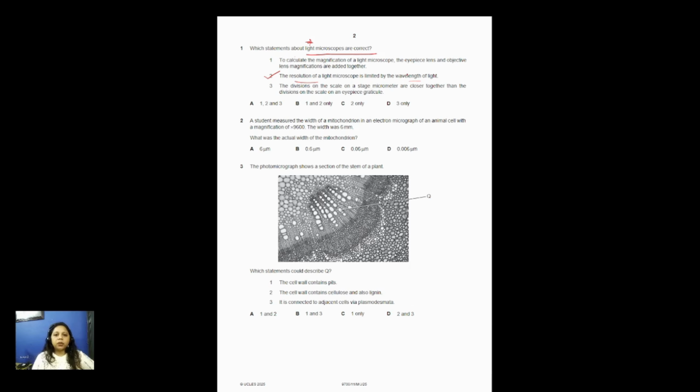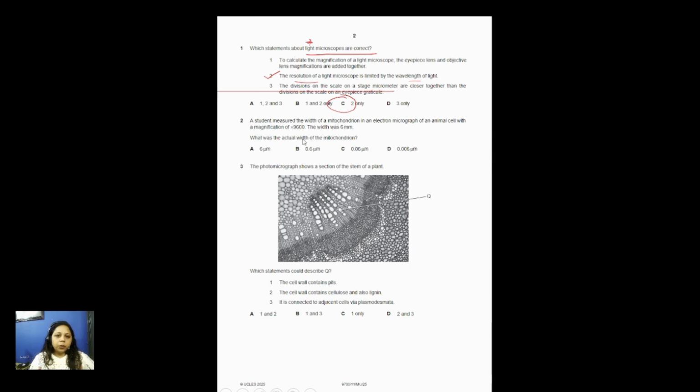Number 3, the divisions on the scale on the stage micrometer are closer together than the divisions on the scale of an eyepiece reticule. Okay, this is incorrect. So the only correct option is C, that is 2 only.